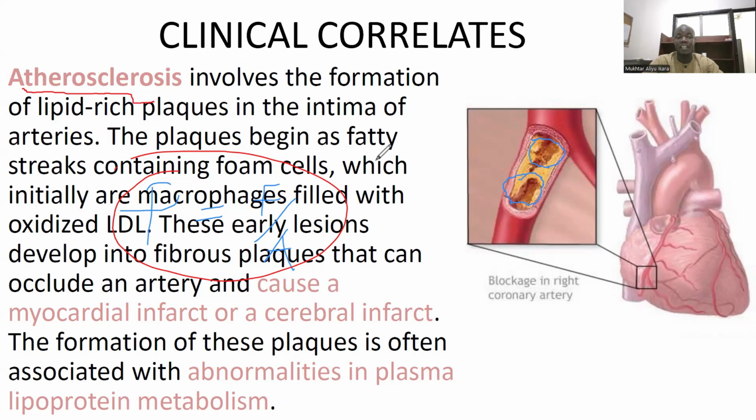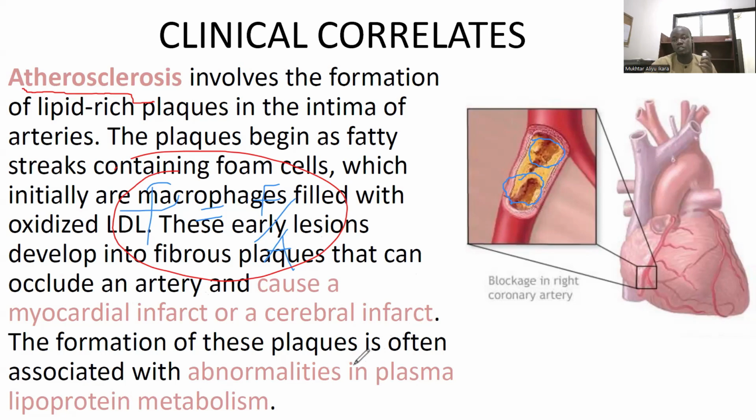The plaque begins as fatty streaks containing foam cells, which initially are macrophages filled with oxidized LDL. These early lesions develop into fibrous plaques that can occlude an artery and cause a myocardial infarct or cerebral infarct. The formation of this plaque is often associated with abnormalities in plasma lipoprotein metabolism.